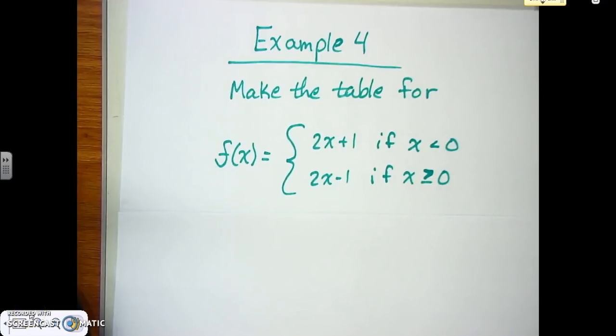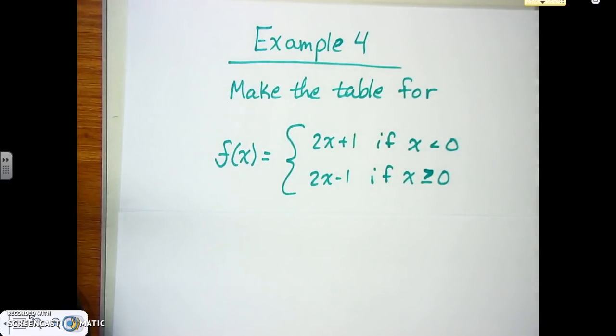So example 4, we're making the table for this piecewise function. And we said 2x plus 1 if x is less than 0, and 2x minus 1 if x is greater than or equal to 0. So at this point, we're going to take a look at graphing these out.